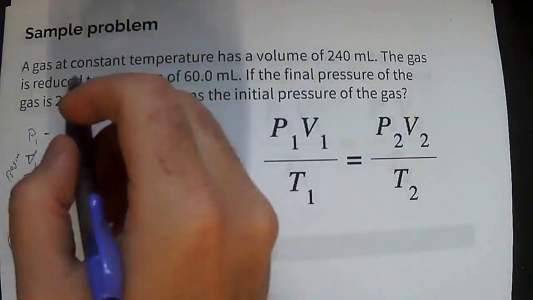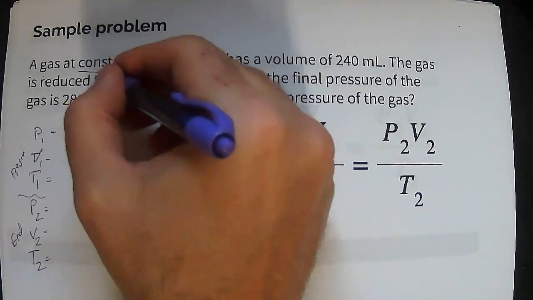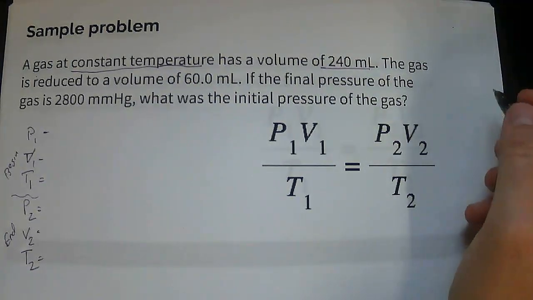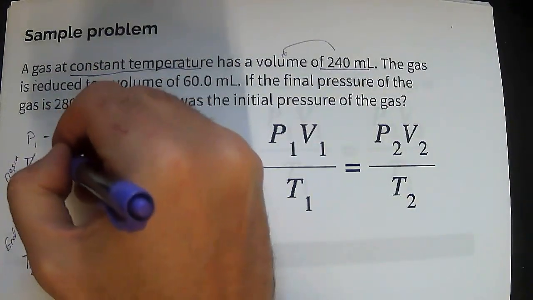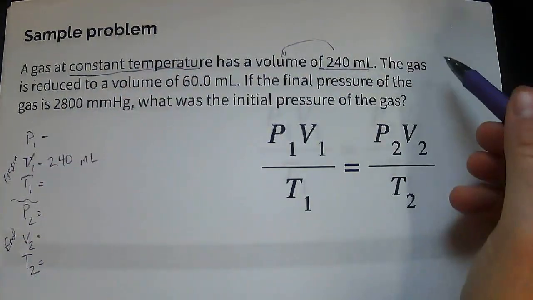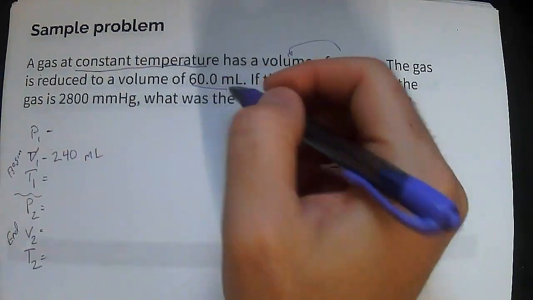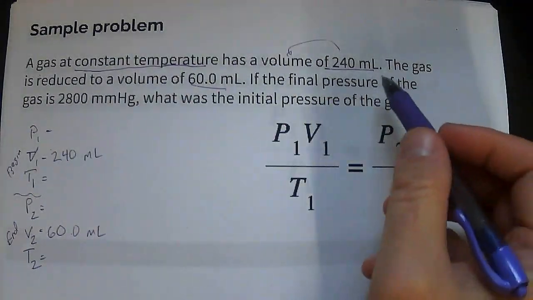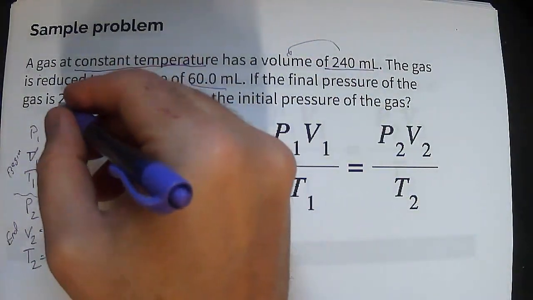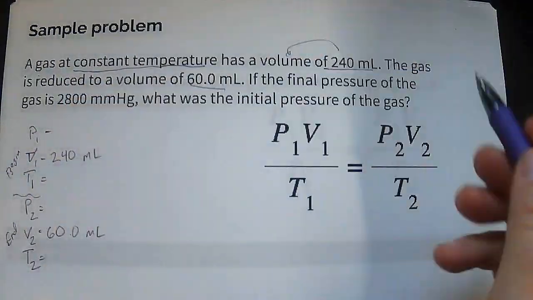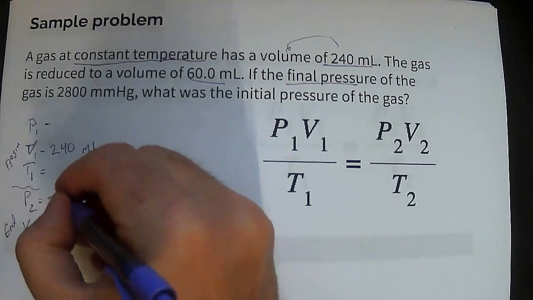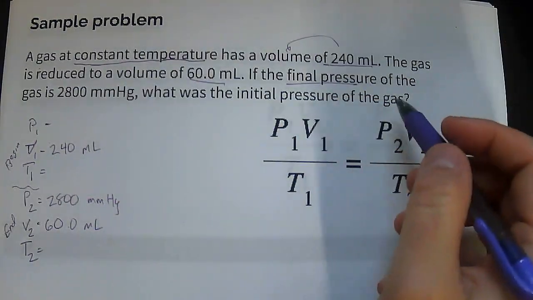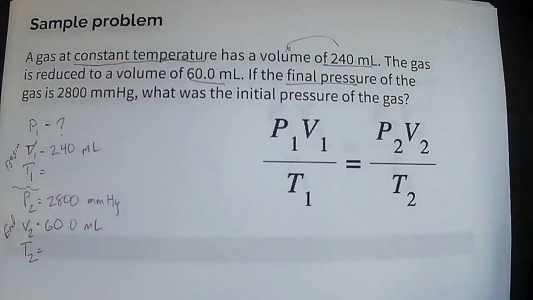It says a gas at constant temperature has a volume of 240 milliliters. So it says already that this is a volume, 240 milliliters. The gas is reduced to a volume of 60 milliliters. So that's the change, 60 milliliters. If the final pressure of the gas is 2,800 millimeters of mercury, so that's the final pressure. At the end, it was 2,800 millimeters of mercury. What is the initial pressure of the gas? So this is what we're trying to find.